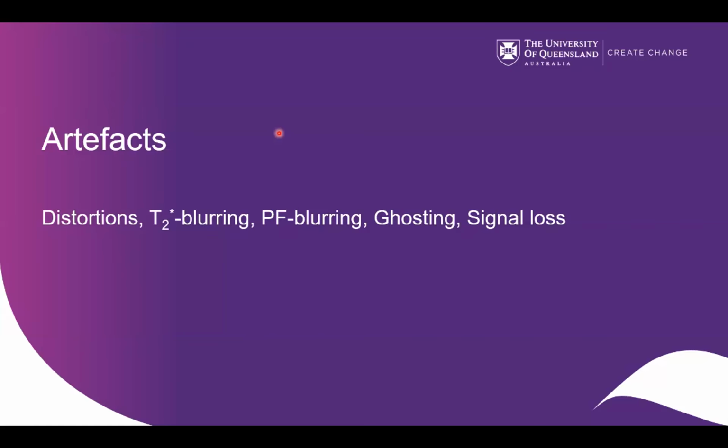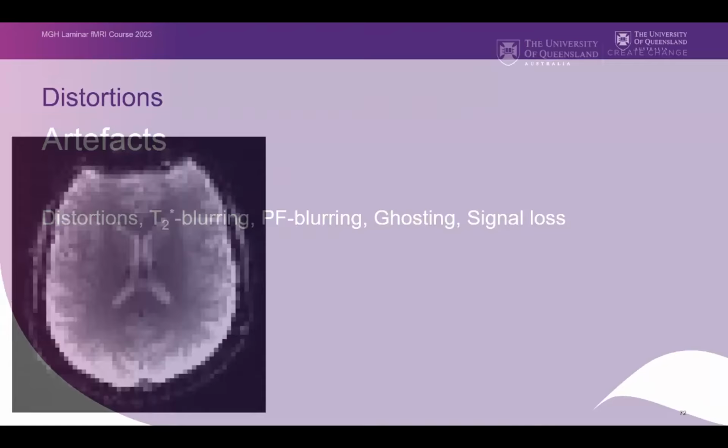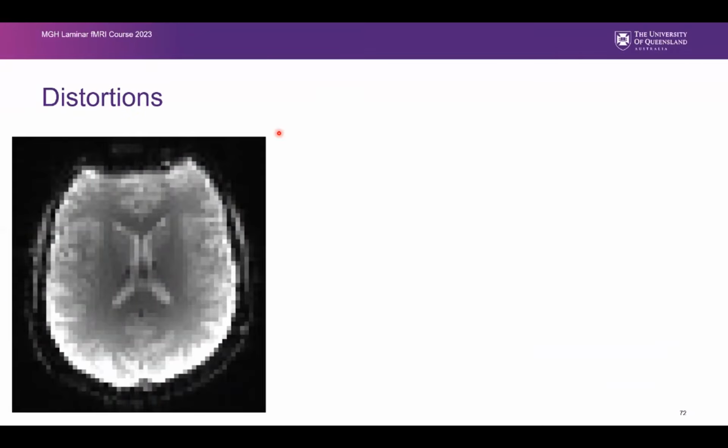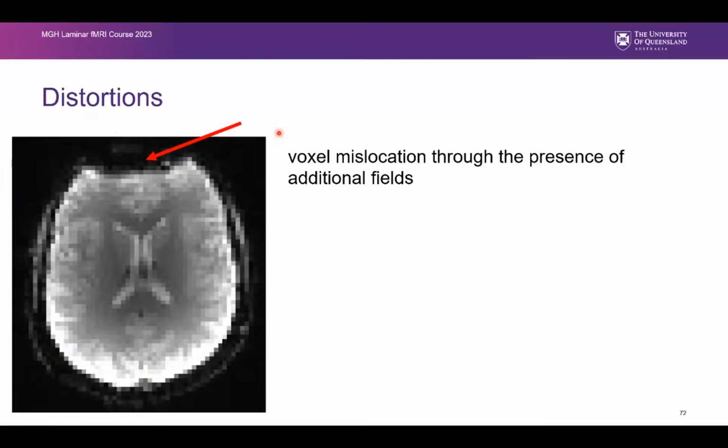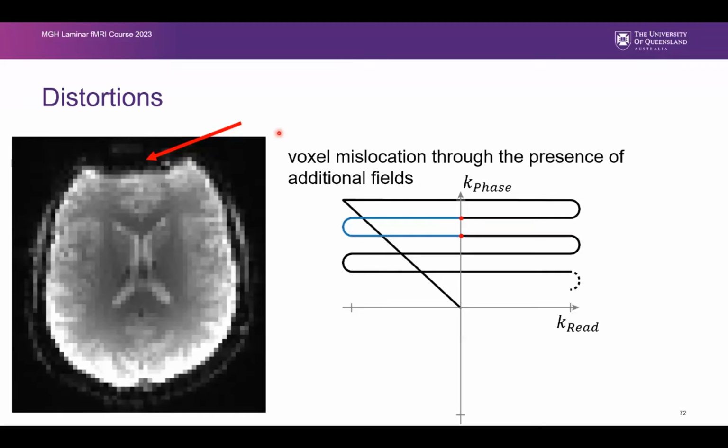And we already touched on distortions as one of the biggest problems, I would say, in laminar fMRI. So distortions are caused by, or are voxel mislocation through, the presence of additional fields. If you look back into K-space, the time it takes to go from one sample to the next in the phase encoding direction is actually pretty long, because we have to go all the way over and back in again.